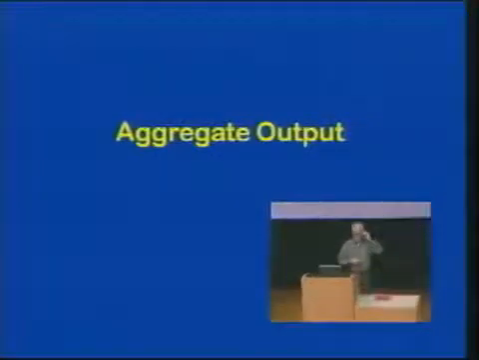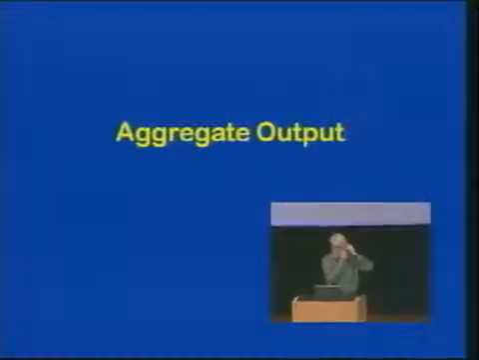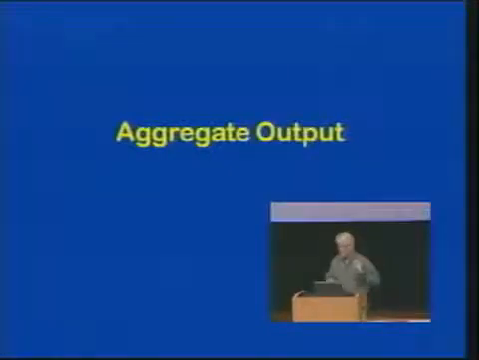Today we're going to talk about how aggregate output is determined in the economy. I think it's a good topic for Halloween because it's downright scary. The topic arose, the issue arose during the Great Depression.